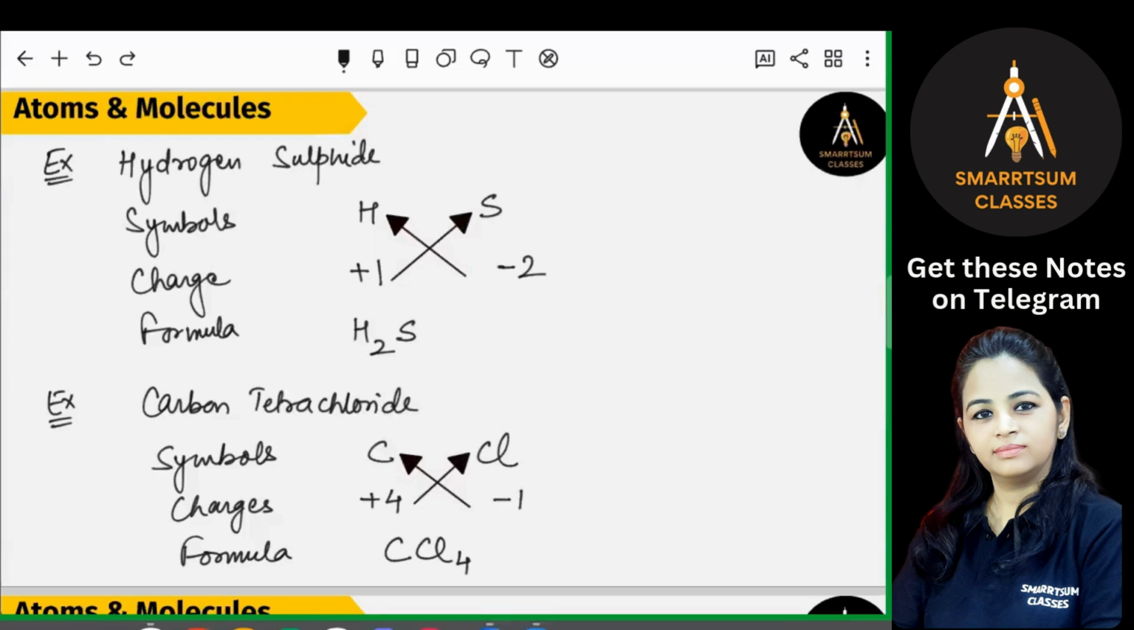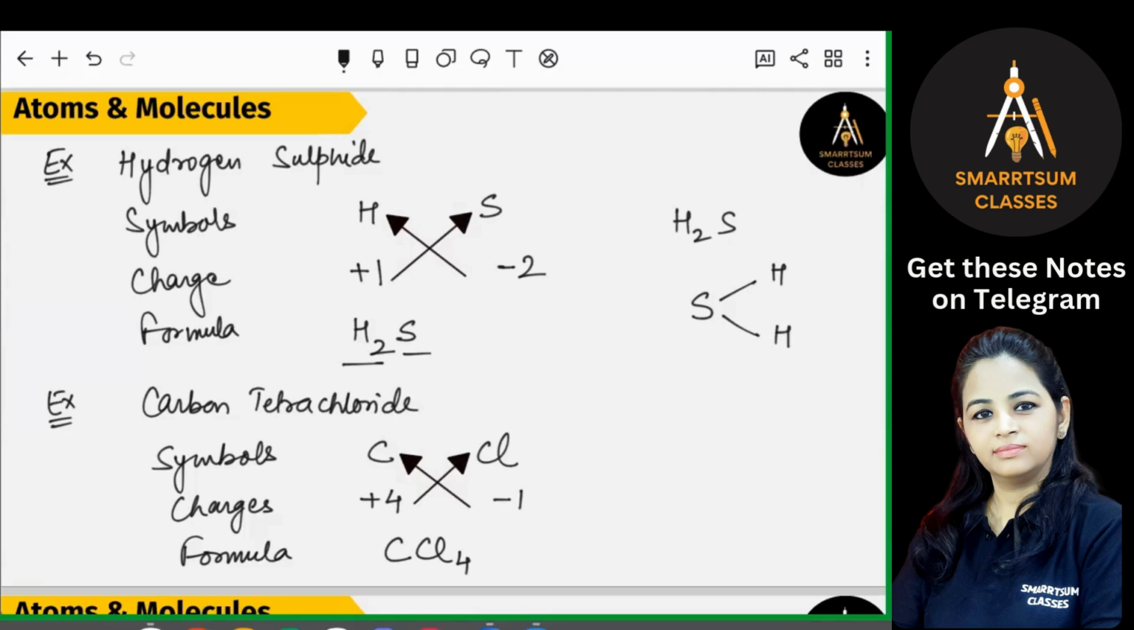See how they're combining, right? Why are we writing these valencies in a crisscross method? So what does it mean when we say H2S? It means that one sulfide ion is connected with 2 hydrogen atoms. Getting that? And that's why we are writing it H2S, right? So 2 hydrogen ions and 1 sulfide ion are combined to form hydrogen sulfide, right?